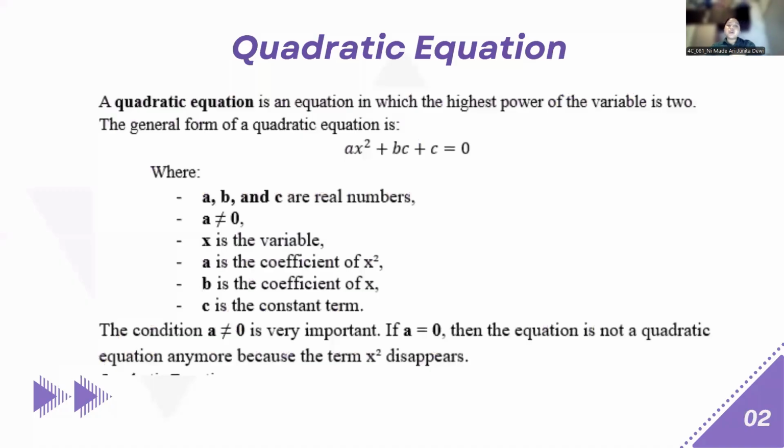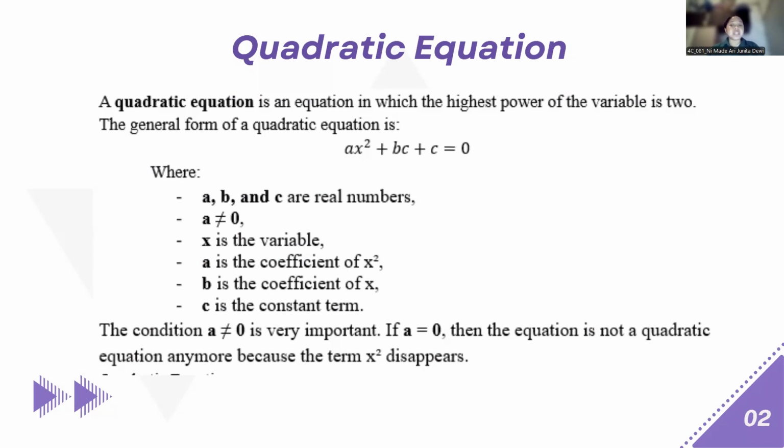Before we start, let me ask you a simple question. Have you ever thrown a ball upward? When we throw a ball upward, the ball goes up, reaches the highest point, and then comes down again. If we draw the path of the ball, the shape looks like a curve. In mathematics, this curve is called a parabola. This is one example of how a quadratic function can appear in real life.